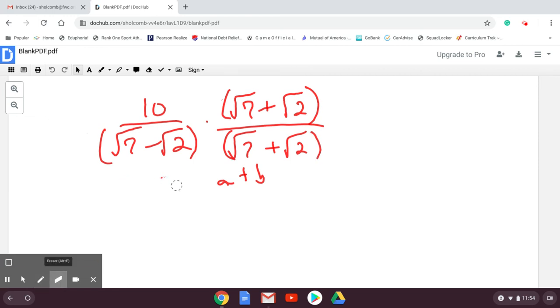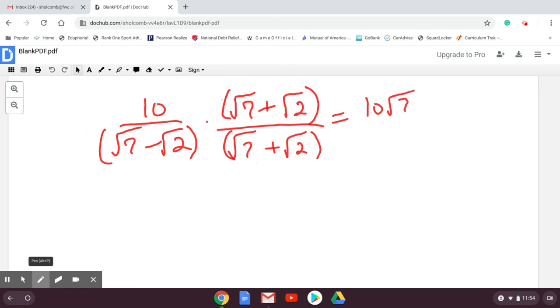Okay, so think about this. Notice when it's going to be necessary. And then you have to also do the math. Up top, we're just going to distribute. 10 times the square root of 7 is 10 radical 7. 10 times the square root of 2 is plus 10 radical 2. So the top part is not that hard.